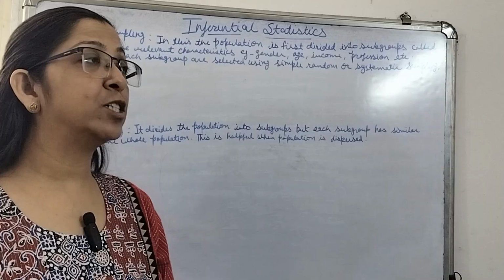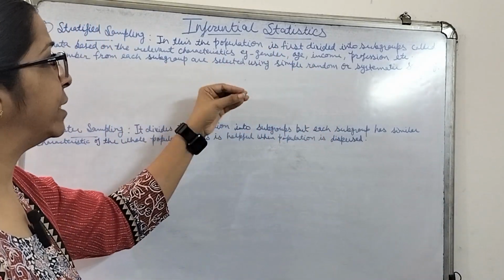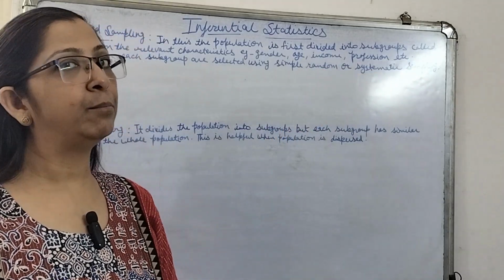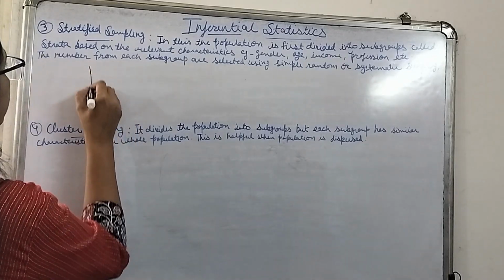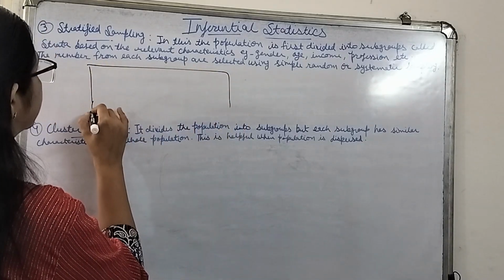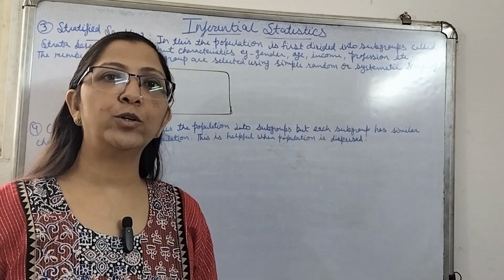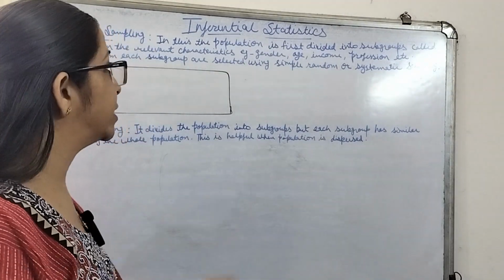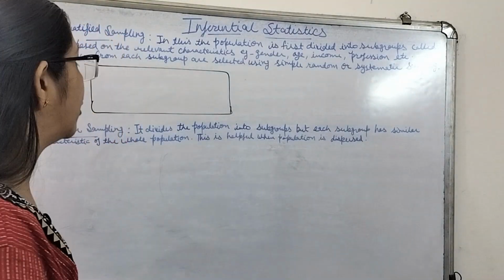So what we have done is, first of all, we have made the subgroups, and then from the subgroups, randomly, by simple random method or systematic sampling, we can select the members for the sample. Suppose this is your whole population. I am taking an example of a class only. We want to find the average height of all the students of a class. Now what we can do is make 2 groups, one of the boys and one of the girls.